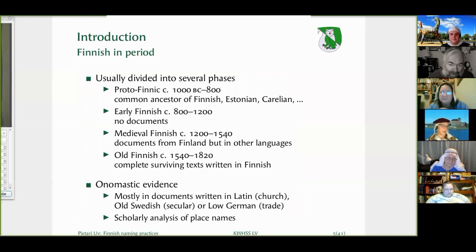Finnish, the language, is usually divided into several phases, three of the earliest fitting into our period. The division between these periods is mainly done based on the availability of written sources. And since there are comprehensive written texts only from the very end of our period, most of the onomastic documentation and evidence comes from documents written in other languages and from onomastic analysis of place names and that sort of evidence.